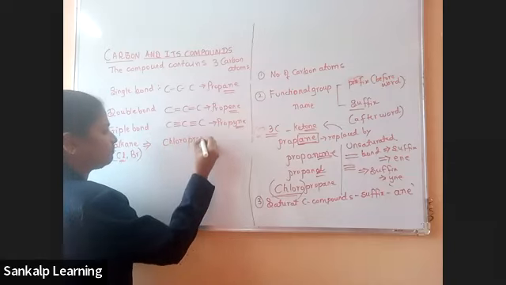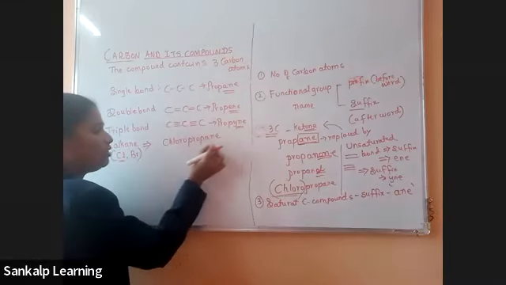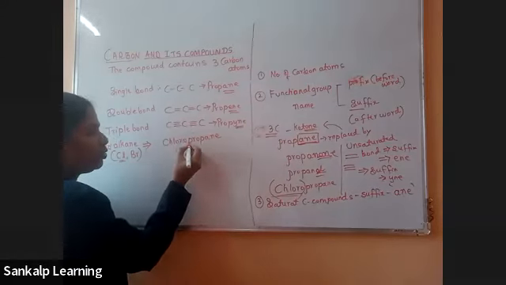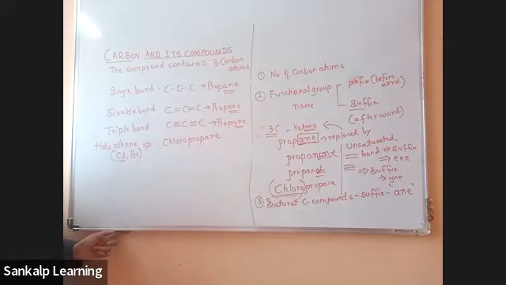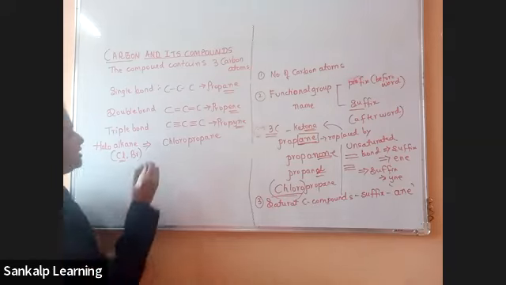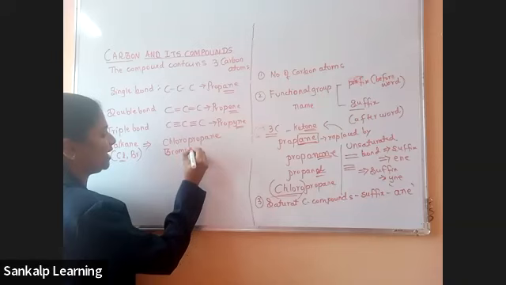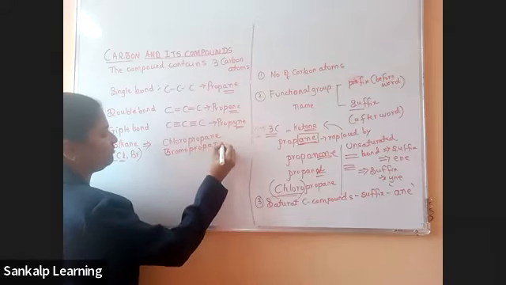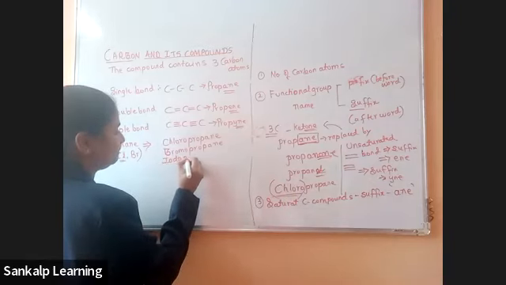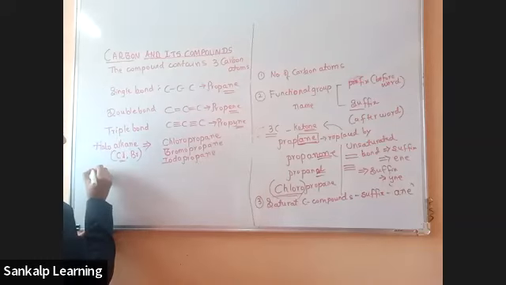chloropropane. The first letter should be capital and all letters should be small. And propane, there should be no gap between chloro and propane. Okay, fine. Next, if bromine is attached, it is bromopropane. Okay, if we can say iodine is attached, iodopropane. This is regarding haloalkanes, right?